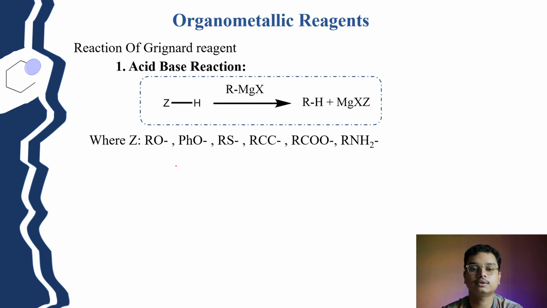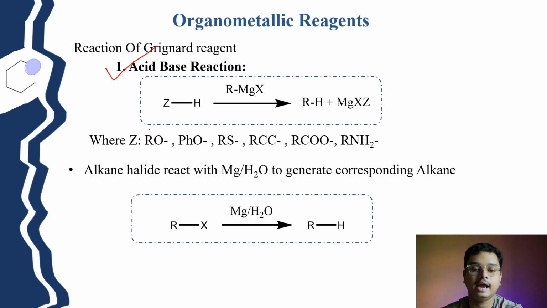Now let us talk about the different reactions of the Grignard reagent. In the description box, I will put handwritten notes about the Grignard reaction, so go through it. Basically, a Grignard reagent can react in two different pathways. One is the acid-base reaction and another is the reaction with carbonyl compounds.